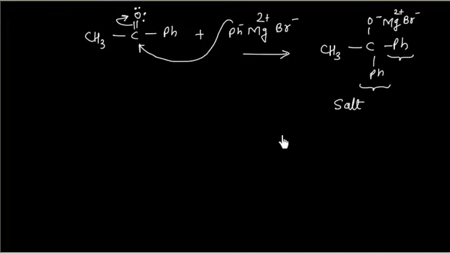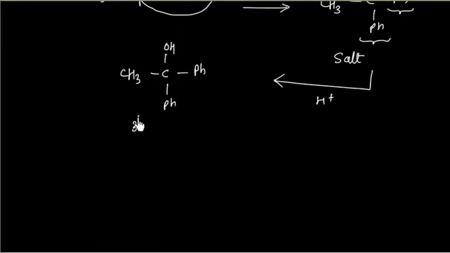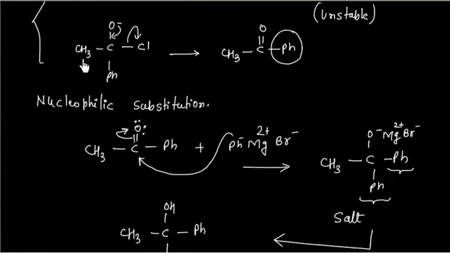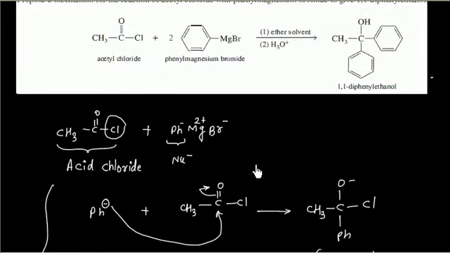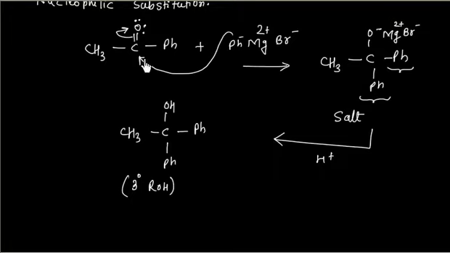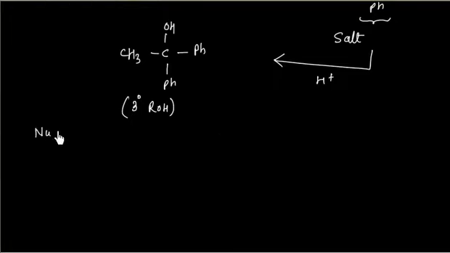Now if I do acidification of this salt, that is if I add H plus, we'll get a tertiary alcohol, CH3 C OH Ph Ph. So this is a 3-degree alcohol. So the first step is nucleophilic substitution and the second step is nucleophilic addition, because we have added a Ph and we have also added H plus. So the second step is nucleophilic addition.